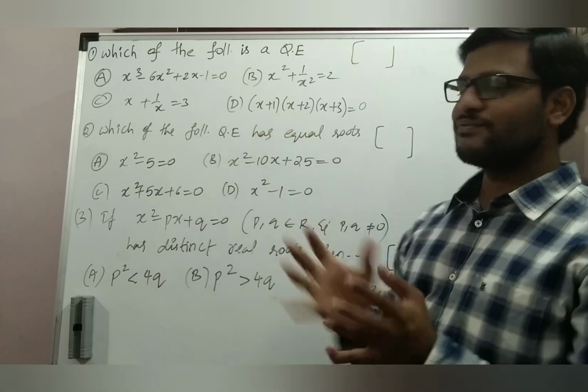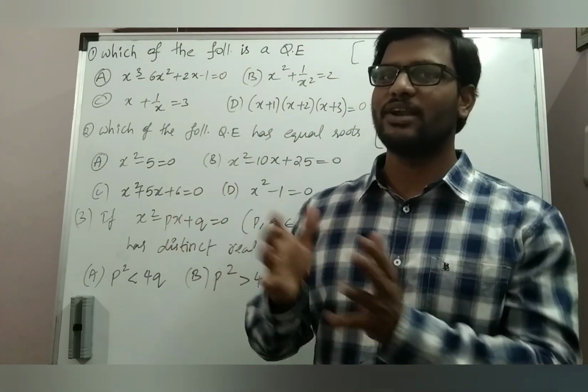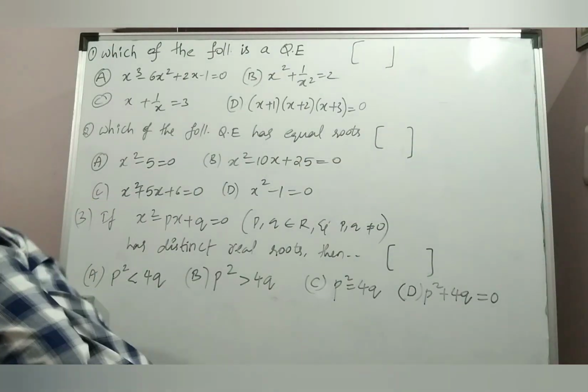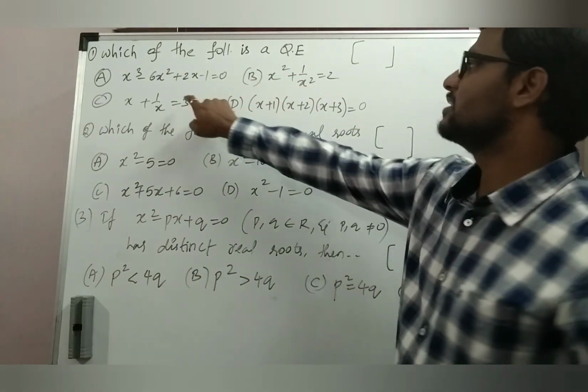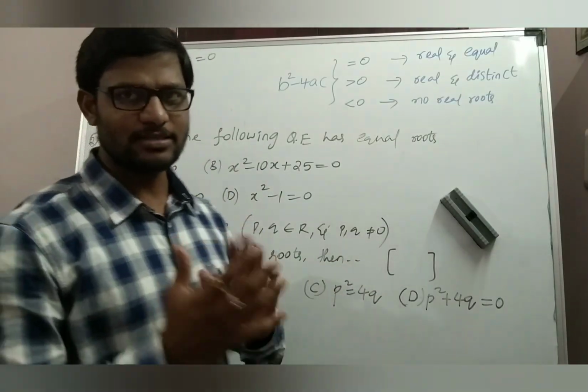See, product of 3 linear is cubic. Linear into linear is quadratic, quadratic into linear is cubic. So what is the option here? Option C. Next question: which of the following quadratic equations has equal roots?